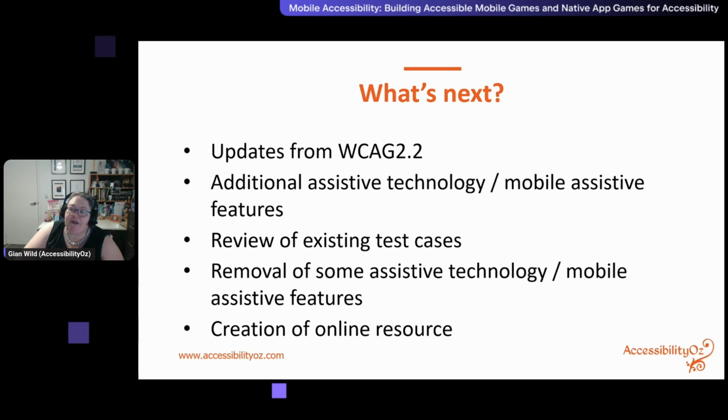We need to remove some assistive technologies and mobile assistive features because, for example, if you test grayscale on iOS, if it fails, it will also fail on Android. So you don't need to test both. You only need to test one. And the same occurs with color correction. The same occurs with reduced motion. So you don't need to test both devices. You can test one. And then the creation of an online resource is what I'm really, really hoping for.